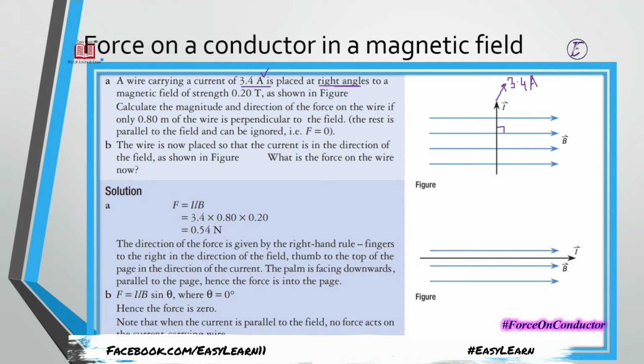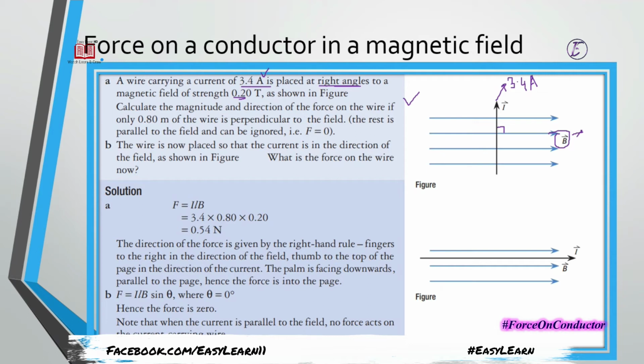Another important thing that the author has given in the question is that it is placed at a right angle. So it is understood that we do not need to write sine theta, because sine 90 is 1, so I do not write sine theta in the formula here. Okay, to a magnetic field of strength 0.2 Tesla, which is also given in Tesla, so it is in standard form again, as shown in the figure. This is the figure I am already explaining on the parallel side as I read the question.